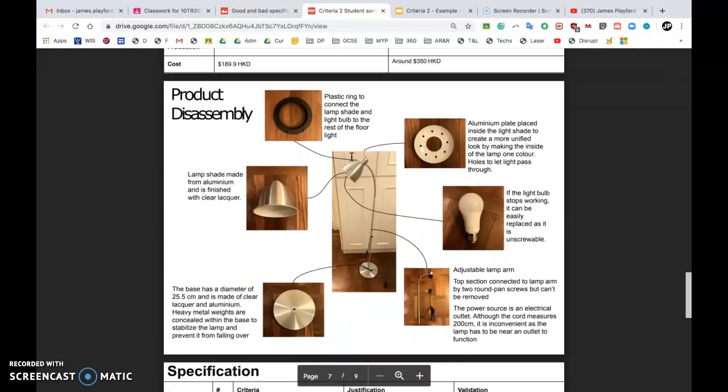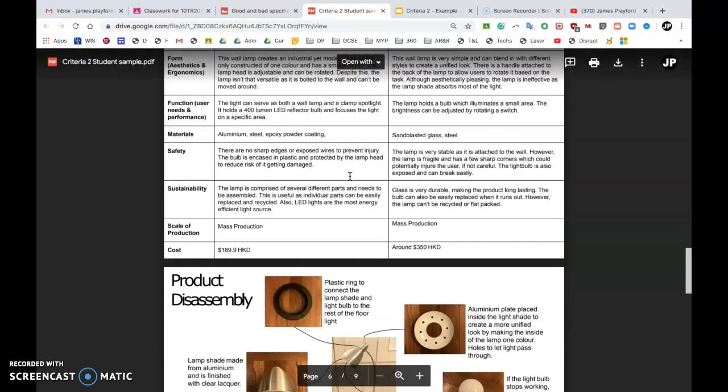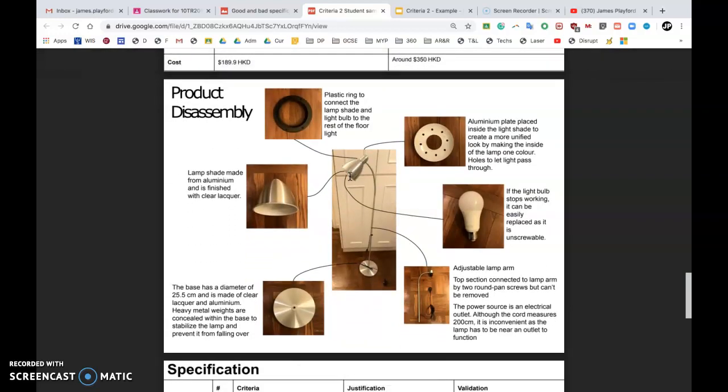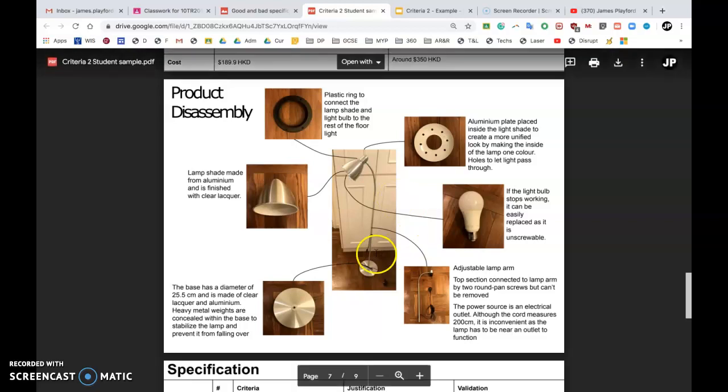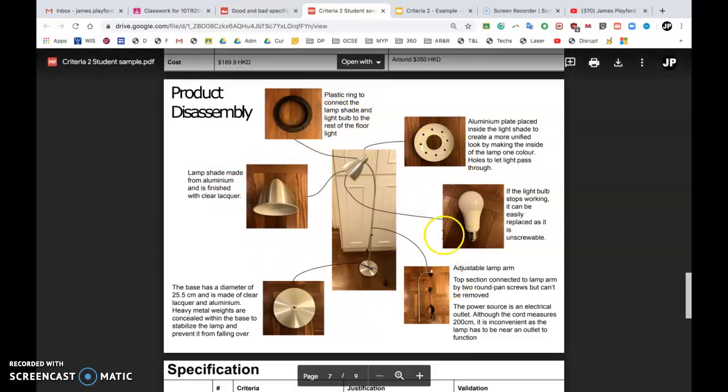If we come down to the product disassembly slide, we're going to come back to the product analysis in a second, but the product disassembly, you can see here they've got an actual product, then they've taken it apart into its base pieces, and they're able to identify each piece and what its role is within the product. So we know what each part of the product does.